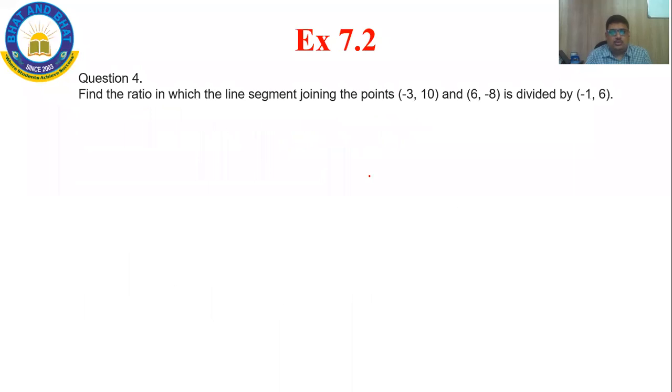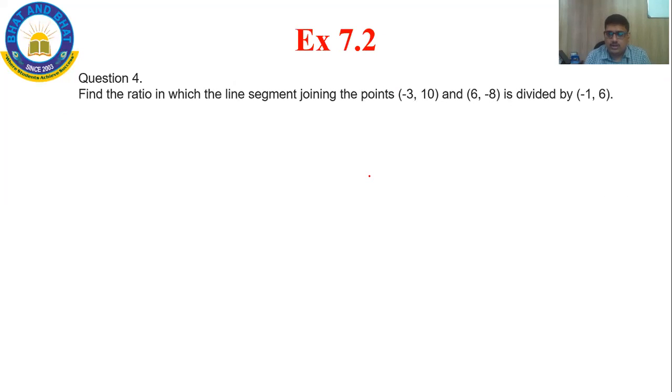So, question number 3 is your assignment question. Exercise 7.2, question number 3 is your assignment question. See now, this is a reverse question. Like how we did for distance formula the reverse way, this is also a reverse question. What is that? Find the ratio in which line segment joining the points minus 3, 10 and 6, minus 8 is divided by minus 1, 6.